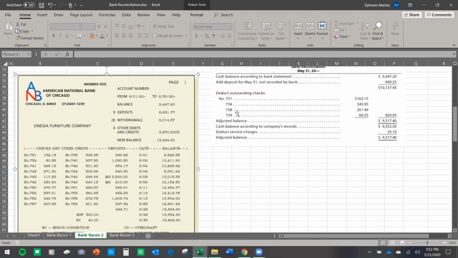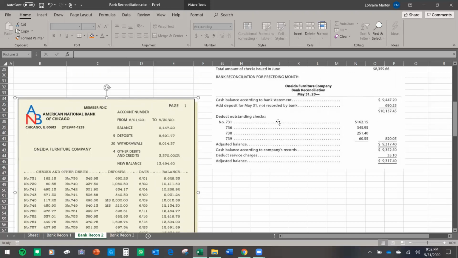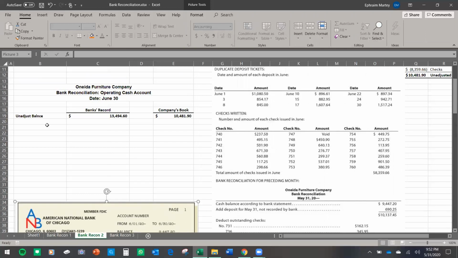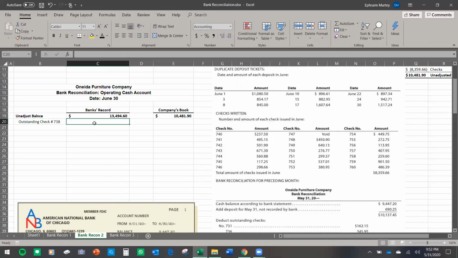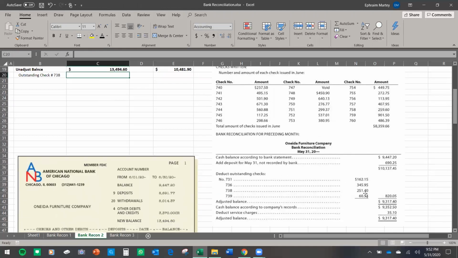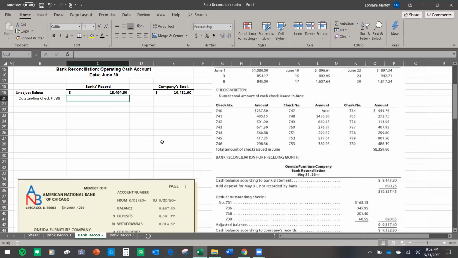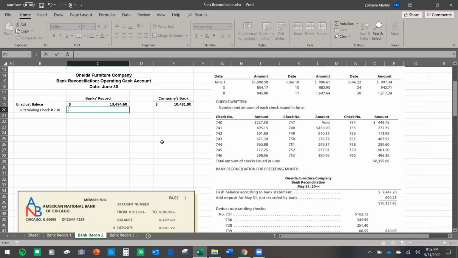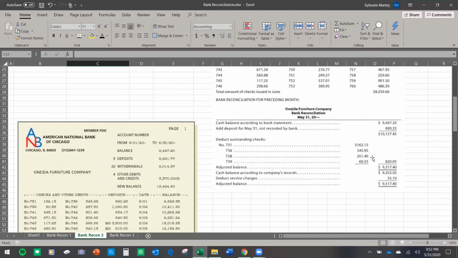Now check number 738. Does it appear here? I don't see it here, so it doesn't. So you have to correct the bank. Subtract it from the bank. So we'll have check number 738. You just write the check number there, outstanding check number 738. And how much is it? It's 251.40. So you have to subtract it from the bank, 251.40. That has to be negative. 251.40, which is a negative.